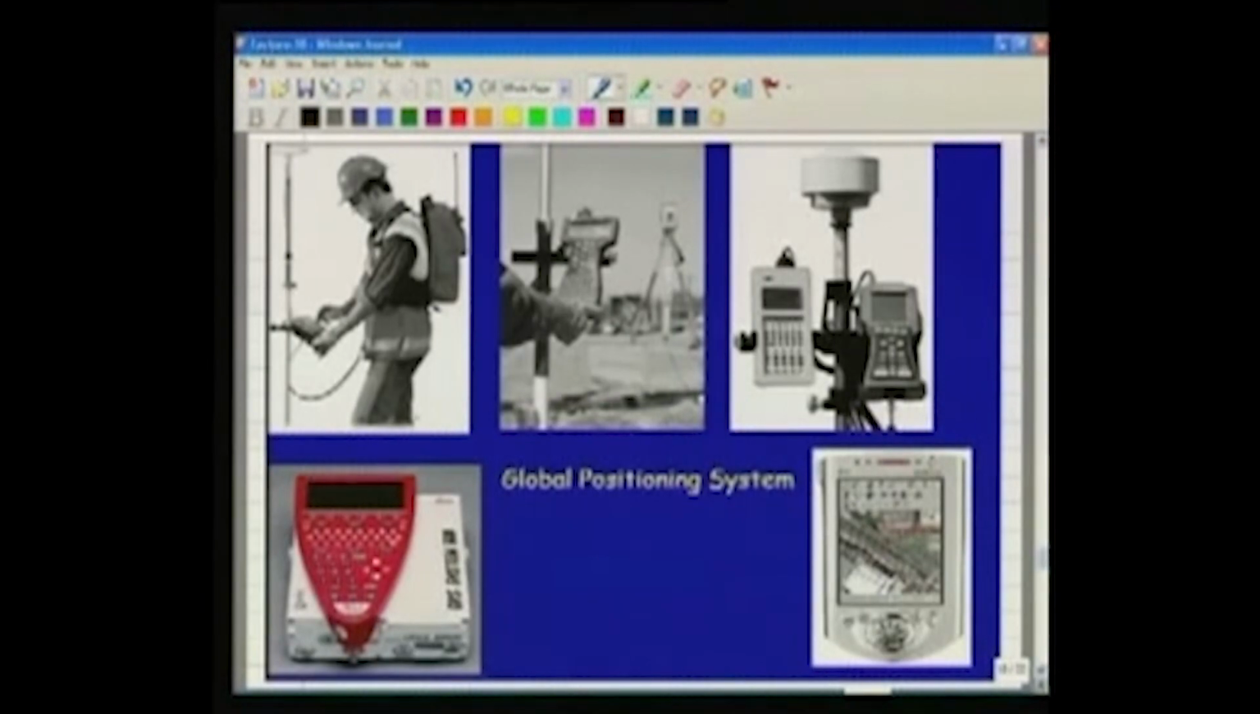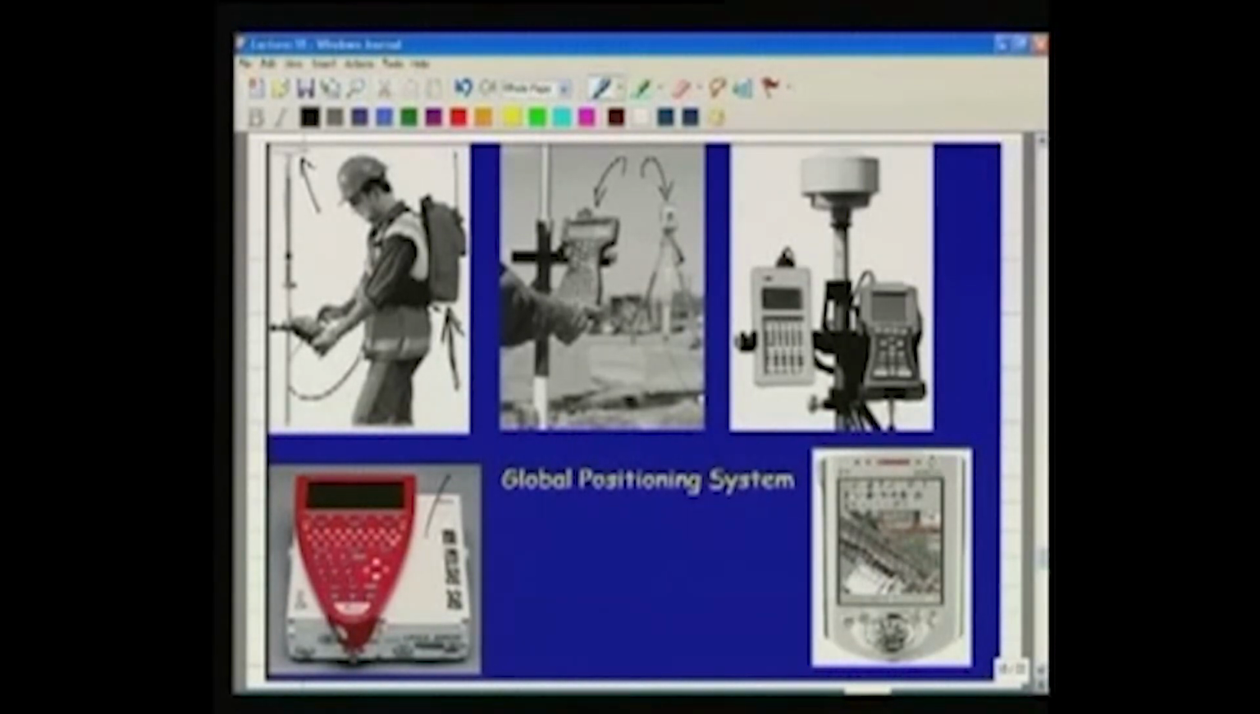These are the examples of the GPS. Now in these examples, the GPS can be used by keeping the antenna. This is the antenna. Antenna means something which is receiving the signal, and over here we have the battery and other parts. It can be used in combination with a total station.